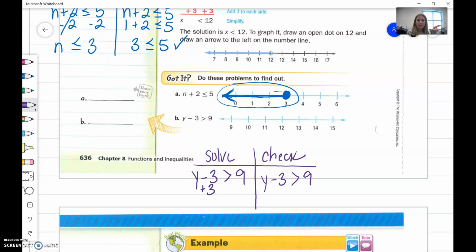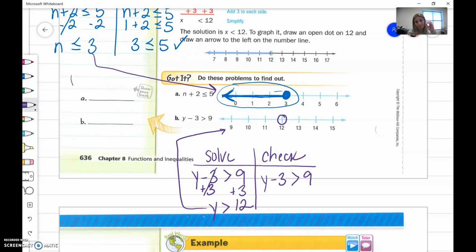Whatever I do to one side of the equation, I must do to the other side. I know, it's a broken record. Doesn't matter. Positive 3 and negative 3 cancel out. I'm now left with just my variable, which is y. y is greater than 9 plus 3, which is 12. So now I've got y is greater than 12. I'm going to circle my 12, and arrow that over, so that you know what you have to graph.